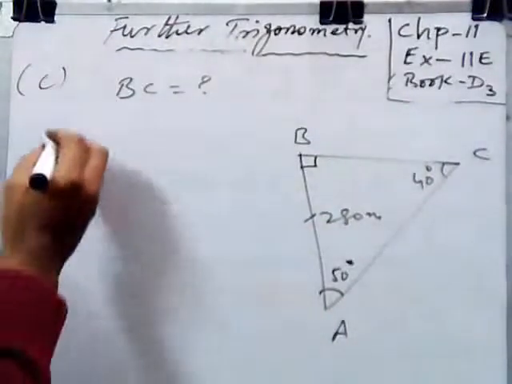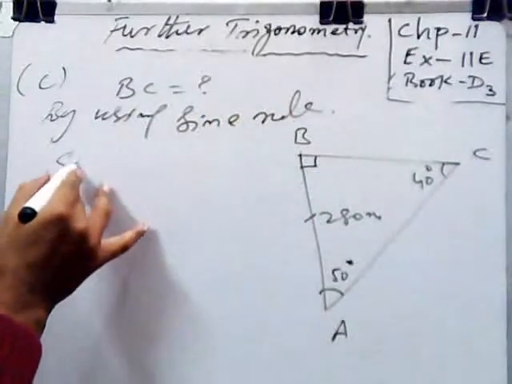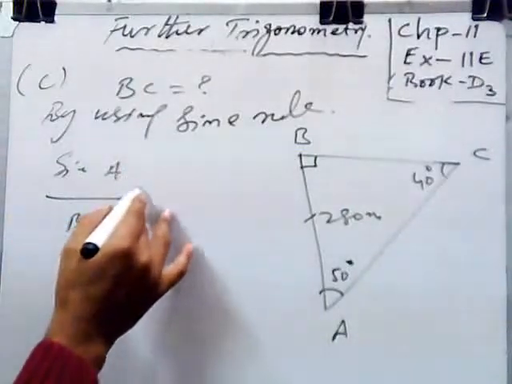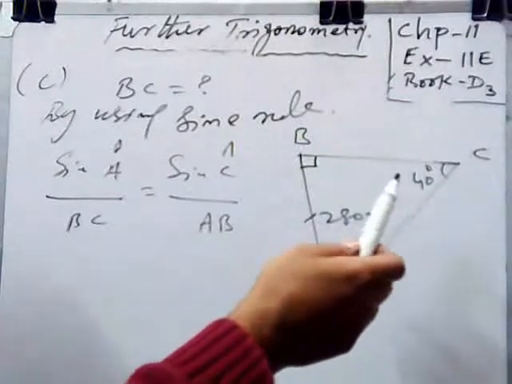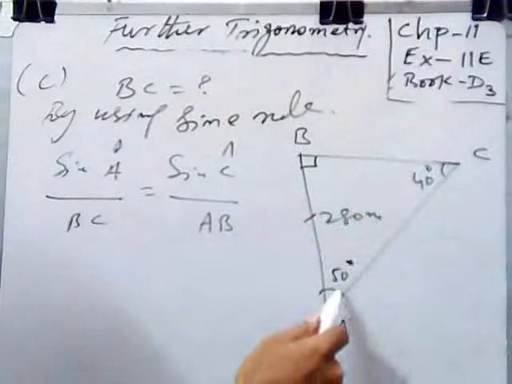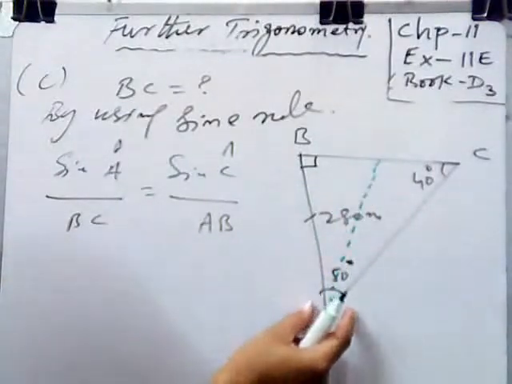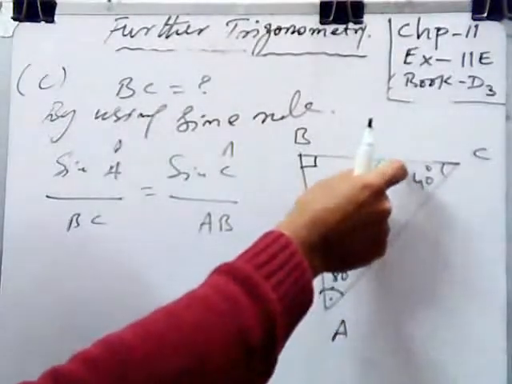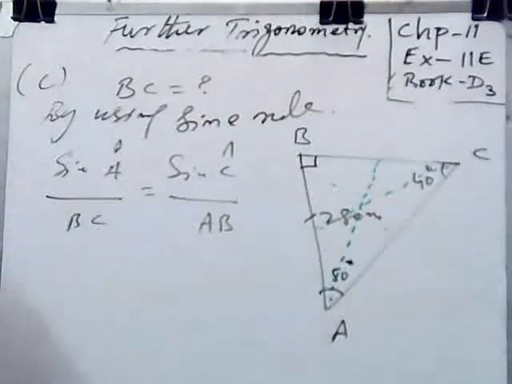Again by using the sine rule, sine A divided by BC equals sine C divided by AB. That is your angle. When we take A, we should take the side BC, because in the sine rule, I took the side in front of this angle. Once again, if I take this angle, I take this side. We are taking those sides which are known to us or which are going to be calculated, and similarly the angles which are known to us or going to be calculated.